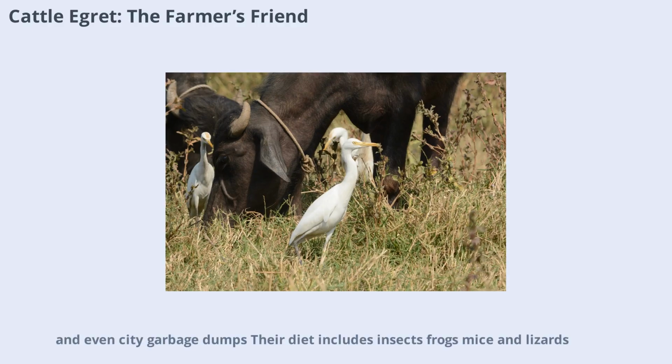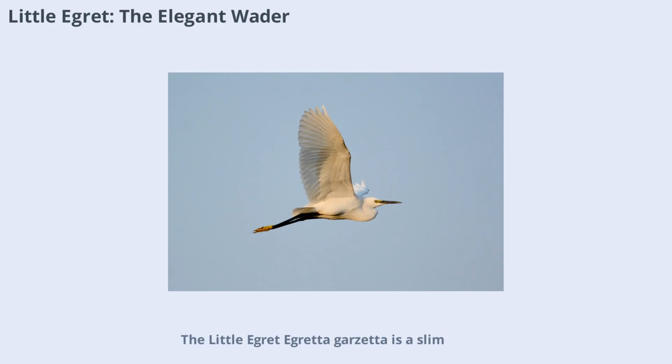Their diet includes insects, frogs, mice, and lizards, making them valuable allies for farmers. Little egret, Egretta garzetta, is a slim, delicate bird with a long black bill, black legs, and striking yellow feet. During breeding, it develops long plumes and its lores turn reddish.